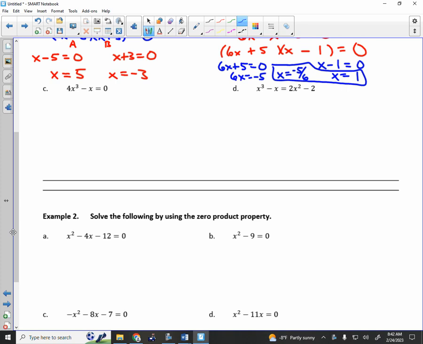Notice that letter C is even to a higher degree. We have x to the third. The first rule of factoring is to do what? Take out the common factors. So we have x times 4x squared minus 1 is equal to 0.